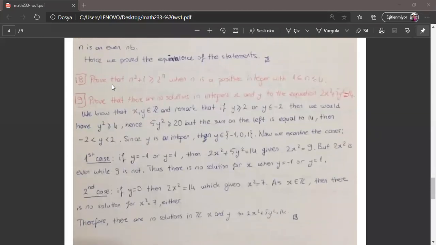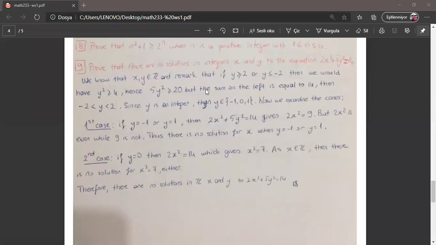I'm passing this question because it's so easy. You can take the values from this, as it's a positive integer. It can be 1, 2, 3, and 4. So you can plug them into this inequality and you'll see that. So it's easy. I'm passing it. What about 9?